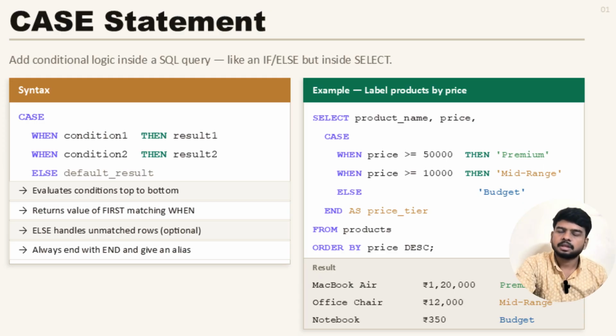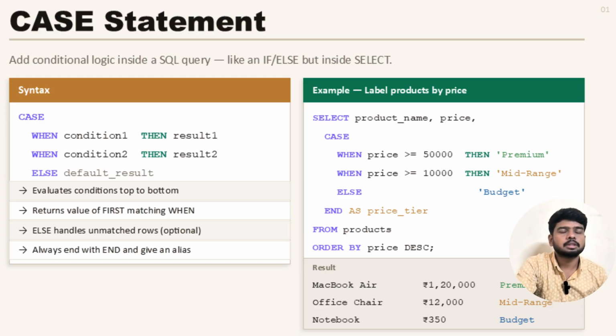Then WHEN, and after WHEN we write the condition, then THEN the result: check this and return a particular thing. ELSE is what to return if nothing matches, and we will end it with END AS alias, and give it a particular column name. Don't forget to give the column name here when you end it, right?